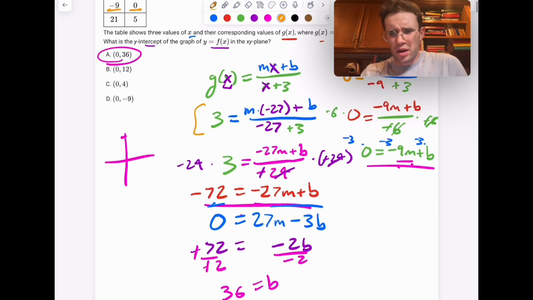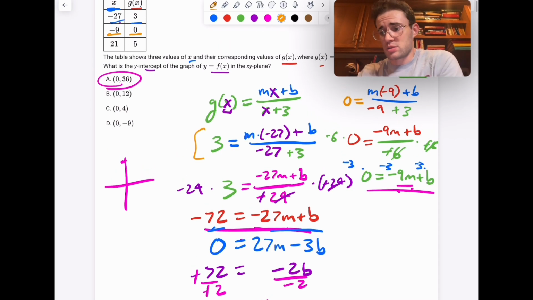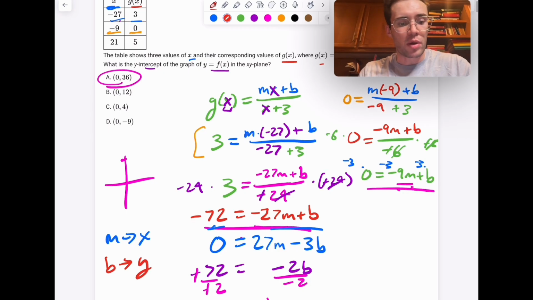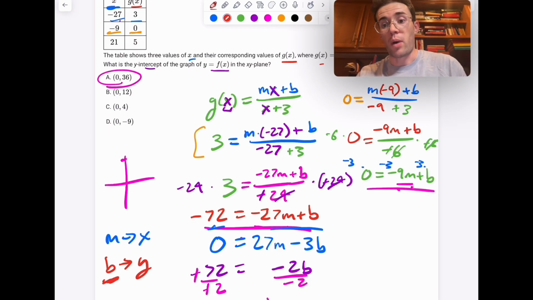But if you want to mitigate any risk of it, you just put it in like that. And then we could also put in 0 equals m times negative 9 plus b over negative 9 plus 3. Now, again, we have to choose which one's going to be x, which one's going to be y. I will write on my paper here. I'm going to say that m is going to become x, and b is going to become y. And we want to solve for b, so we're going to want to solve for y.